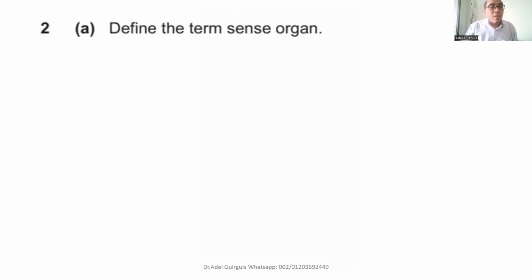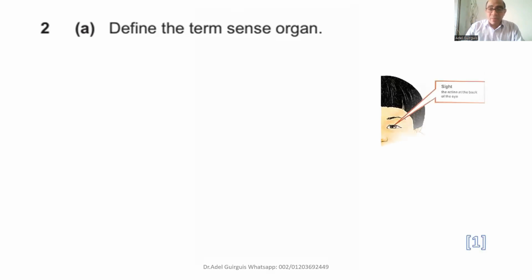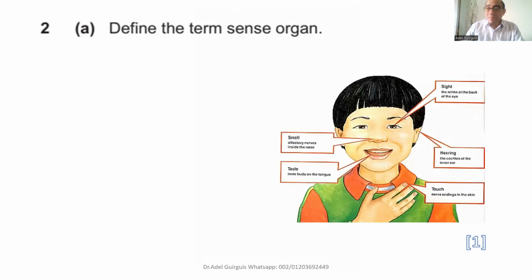Question number 2: define the term sense organ. Sense organs, like in this figure, are the five senses: eye for sight, ears for hearing, skin for touch, nose for smell, tongue for taste. What is meant by sense organs? Why are they called sense organs?